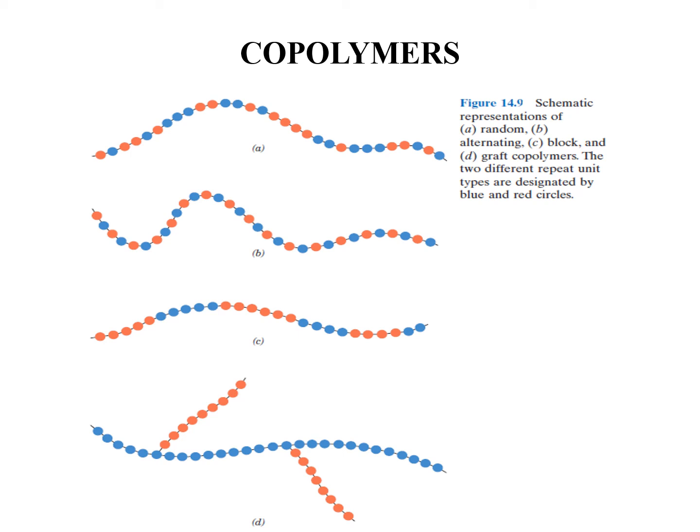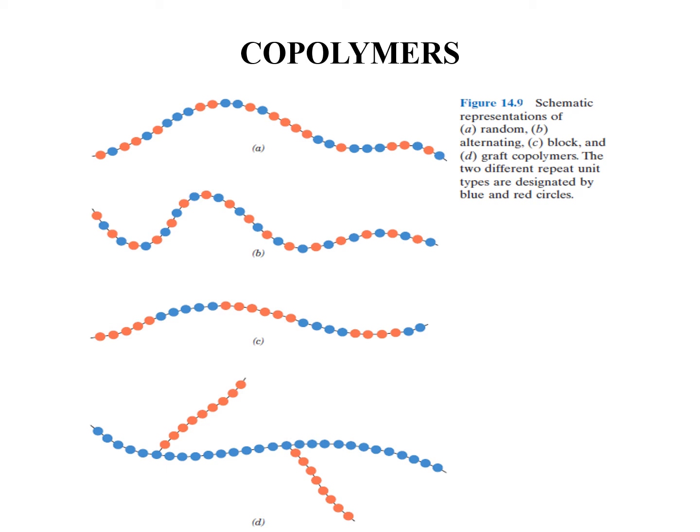First, in a random copolymer, the two repeating units are dispersed randomly along the chain. As it is dispersed randomly, it is named a random copolymer. In an alternating copolymer, the two repeat units are dispersed alternately along the chain.